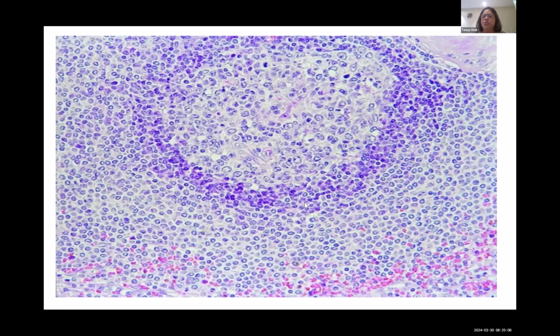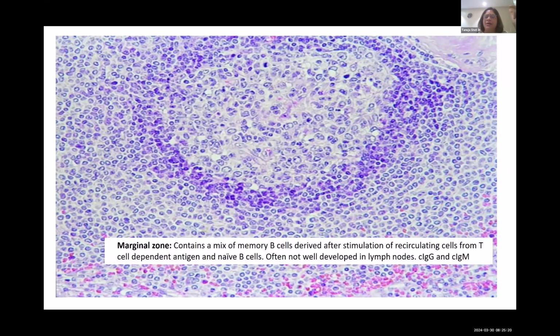So in normal nodes, you get just the mantle and there are some few stimulated cells there. But in a marginal zone, it is heavily laden with memory cells which show antibody. These are not really plasma cells. This is one step before the plasma cell. So this marginal zone, if you find it in a normal node, then something is wrong.